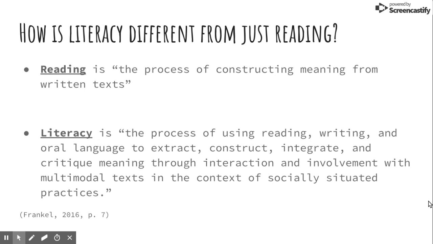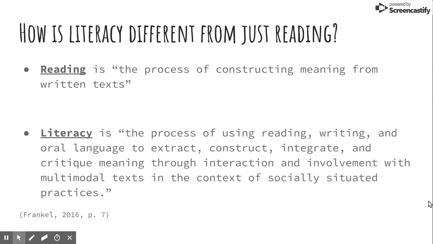So, literacy is not happening in a bubble. It's not happening where students read a text, an article, a book, an excerpt, and just answer some comprehension questions. That's not what we're targeting with literacy. Literacy has to do with all these different elements.